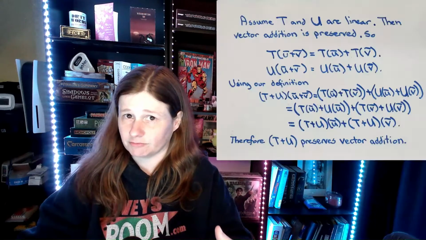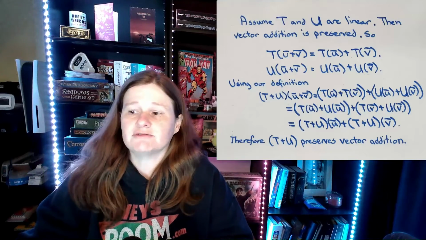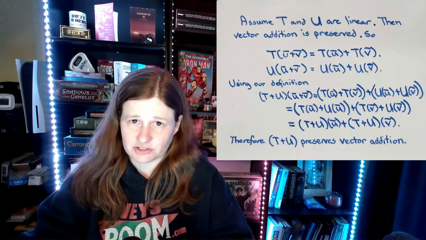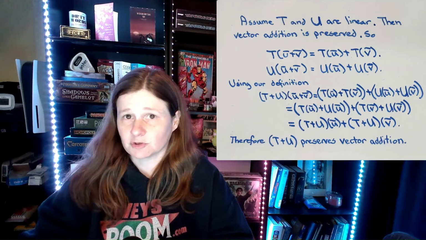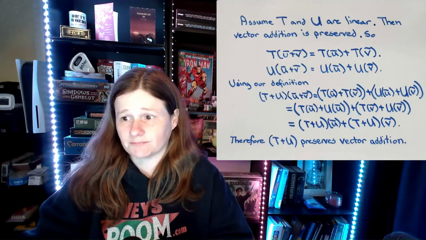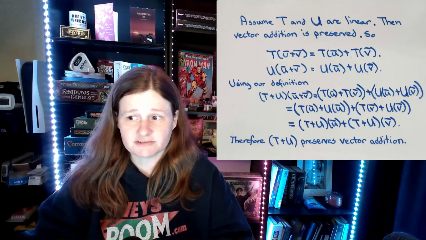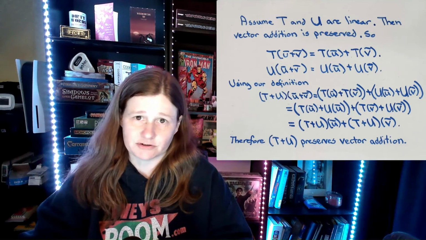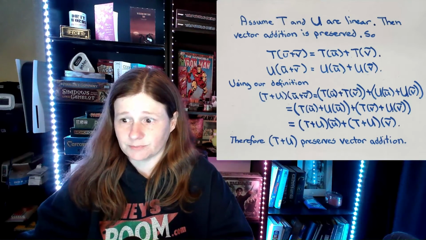So now that we've established what we've been given, remember this is an if-then proof. So we're going to assume our if is true. If T and U, our transformations, are both linear, then we know that vector addition must be preserved. So we're going to use our formulas to show that here. We're going to show that if we know T is linear, then T of u plus v must equal T of the vector u plus T of the vector v, and the same for the transformation U.